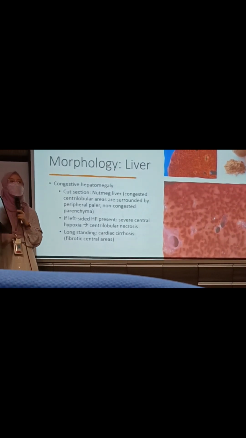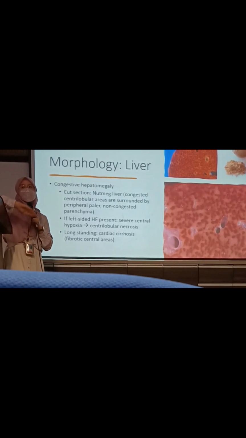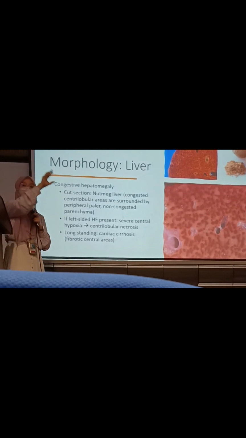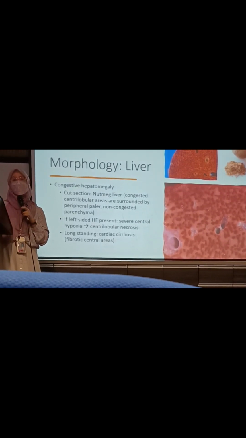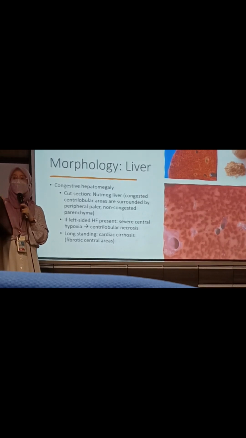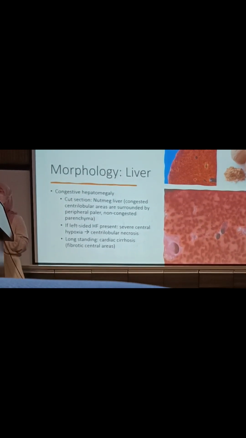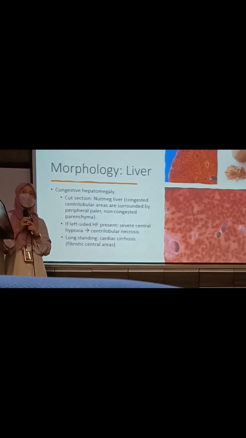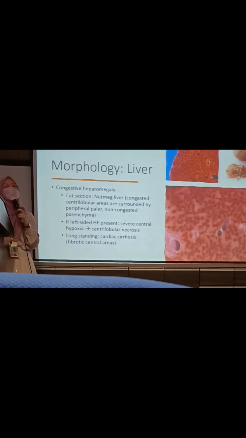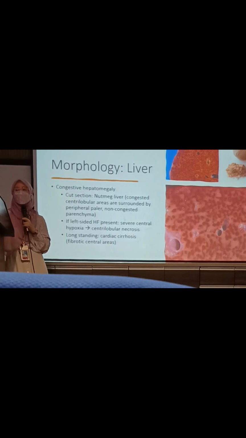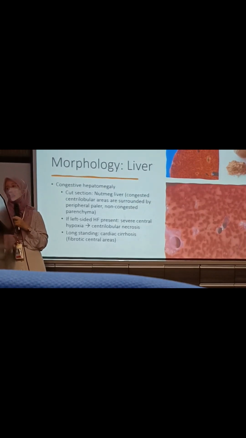So if left-sided heart failure is present in this case, meaning both sides, right and left side, the left causes hypoperfusion, the right causes congestion. So in this patient, if he has both sides, he not only has nutmeg liver, but in the centrilobular area there will be areas of necrosis because it does not get enough blood supply from the left side. Okay, so you get two pathologies. In long standing cases, this will cause cardiac cirrhosis. It means all of this will turn to fibrosis. So we will get cirrhosis.